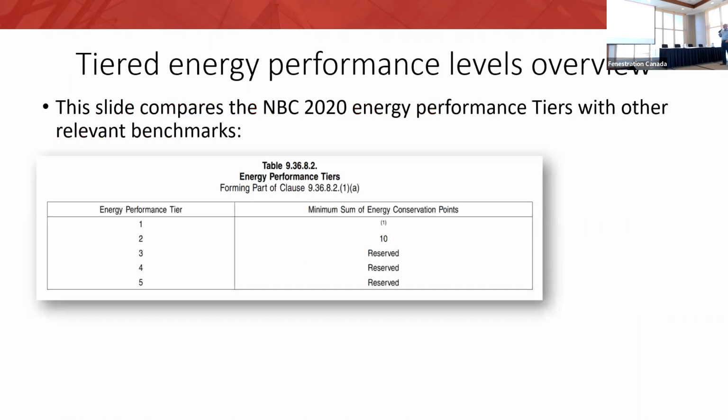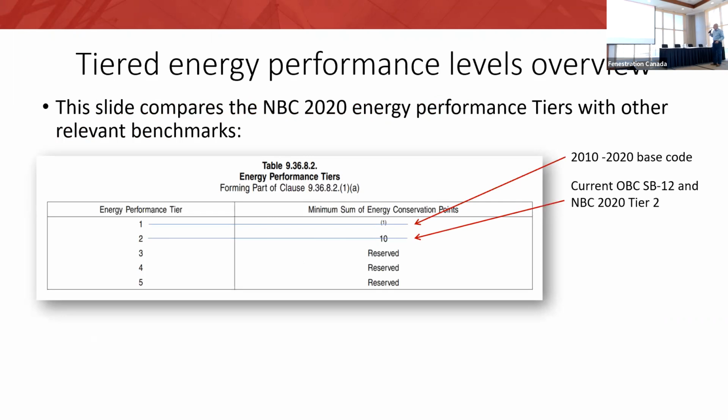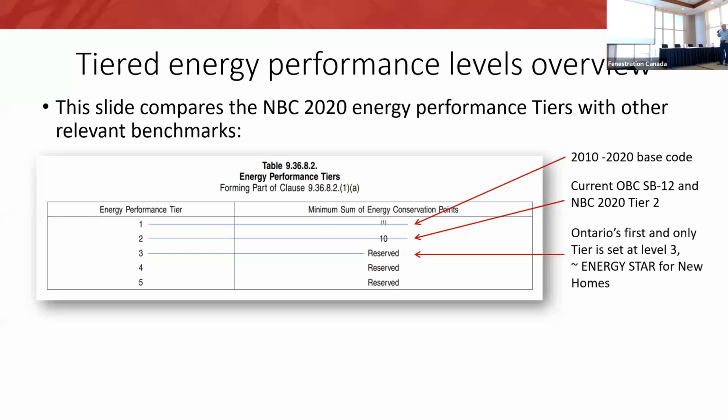So there are five performance tiers. Base code is the first. Tier 2 is where the Ontario SB-12 is at today. But in the National Building Code, it's Tier 2. Tier 3 has not been defined in the national code, but Ontario is going to define it with a 20-point rating. And that's about the level of an Energy Star for New Homes building. And then Tier 5 is at the level of the future aspirational goal building code, where we're building net zero ready buildings.